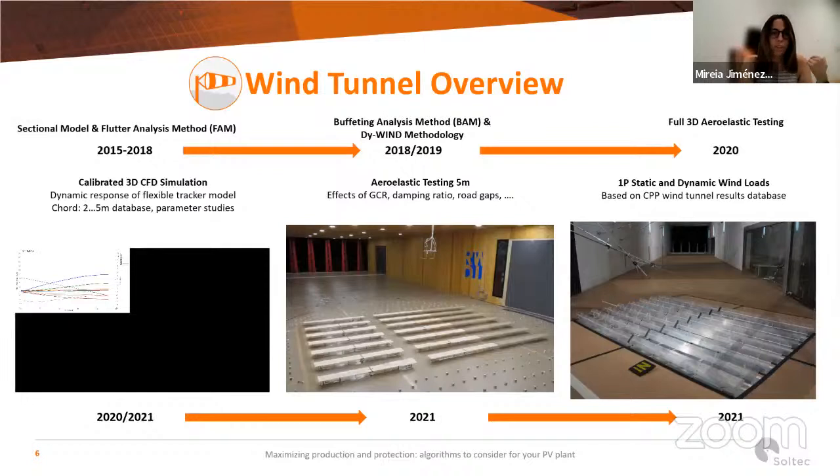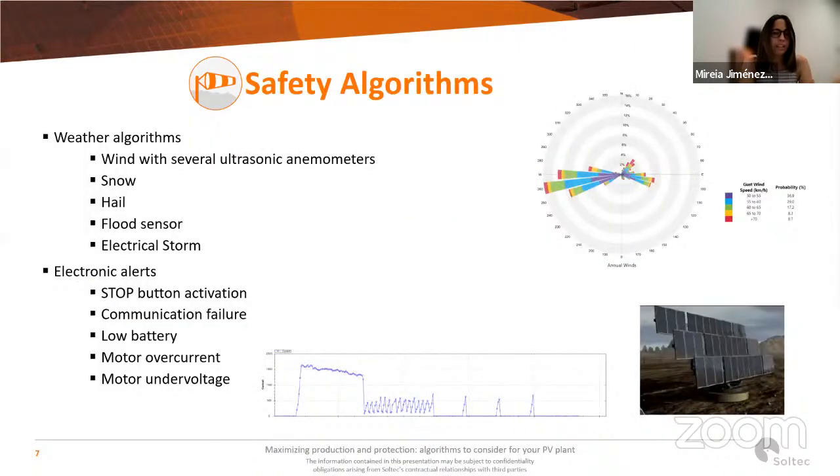Well, as I said, the proper design is a key factor to ensure the reliability of the trackers, but it's also important the algorithms used during the operation of the PV plant. Well, at Soltec, we use ultrasonic sensors to take into account not only the speed, but also the direction of the wind. This, together with the position of the tracker at the time of the alert, will lead us to decide the best defense strategy to protect the tracker without penalizing the production.